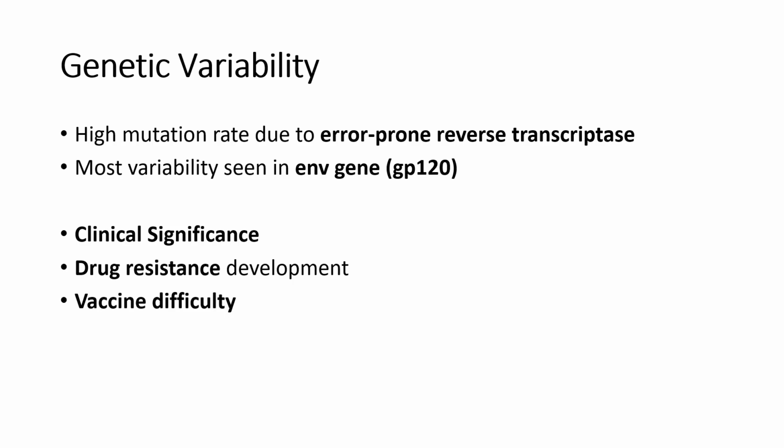Coming to genetic variability, this virus has a high mutation rate due to error-prone reverse transcriptase. Due to these errors, variability is seen, which is most seen in the ENV gene, which codes for GP120. The significance of this high mutation and variability is drug resistance and difficulty in vaccine preparation because of this.